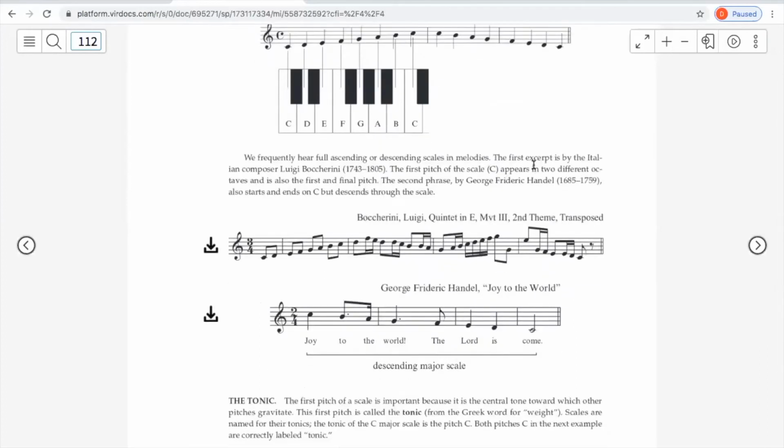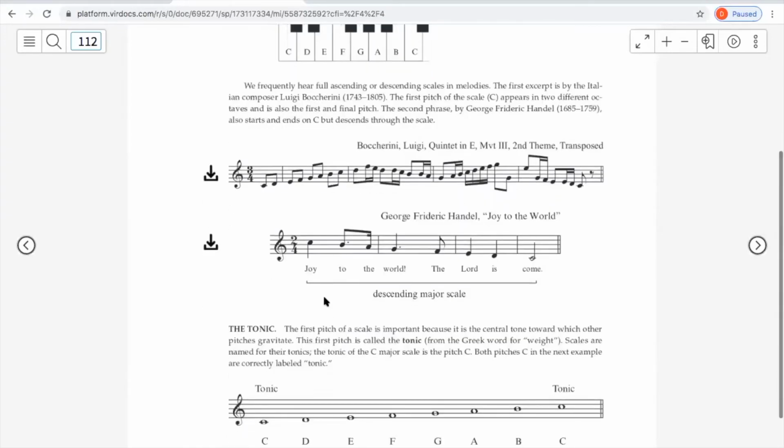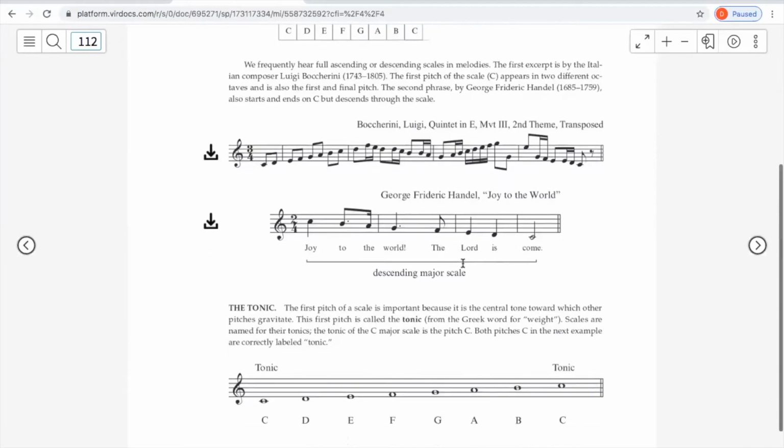Sometimes we just completely state the scale in its total context, like this Boccherini music that you hear. There it is. 1, 2, 3, 4, 5, 6, 7, 8. That's a major scale. Or a lot of you maybe know this Christmas carol, Joy to the World. Joy to the world, the Lord is come. That completely traces the major scale as it goes down.